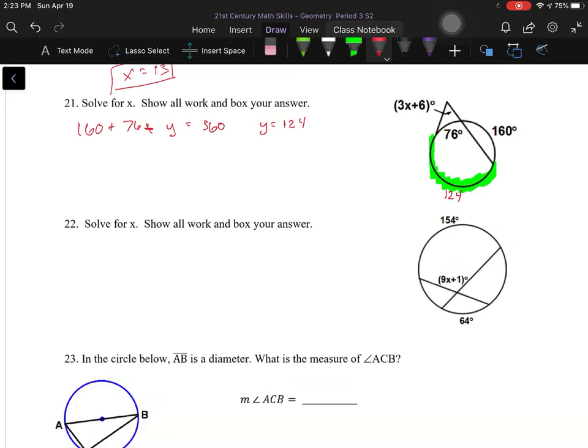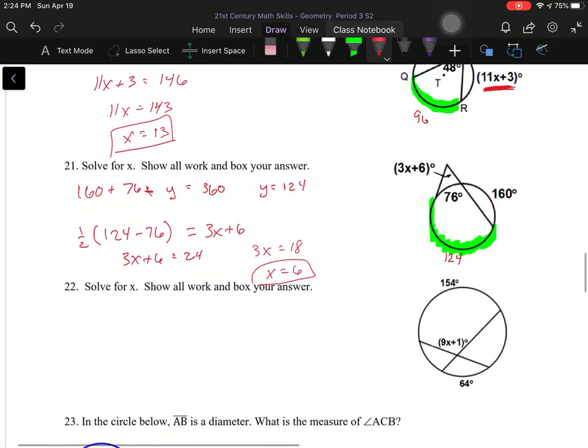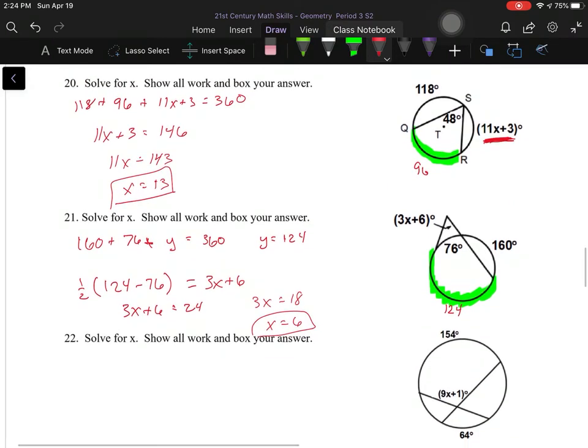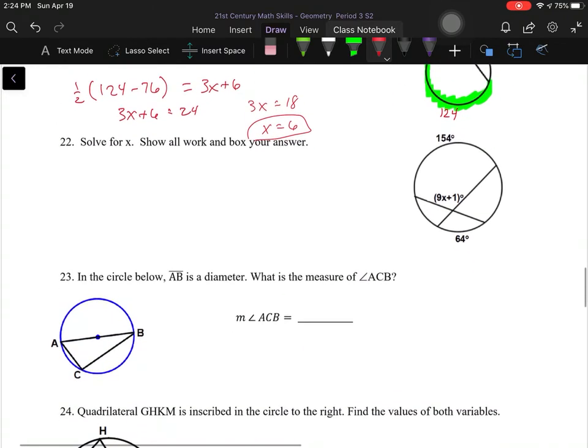Now I have enough information, because if I go half of 124 minus 76, that's going to equal the angle measure. So 3x plus 6 equals 24, minus 6, 3x equals 18, divide by 3, and x equals 6. Both of those involved finding a missing part first before you can actually set up the problem that you needed to solve. So just keep that in mind. Sometimes you have to find some extra information when you're doing them.